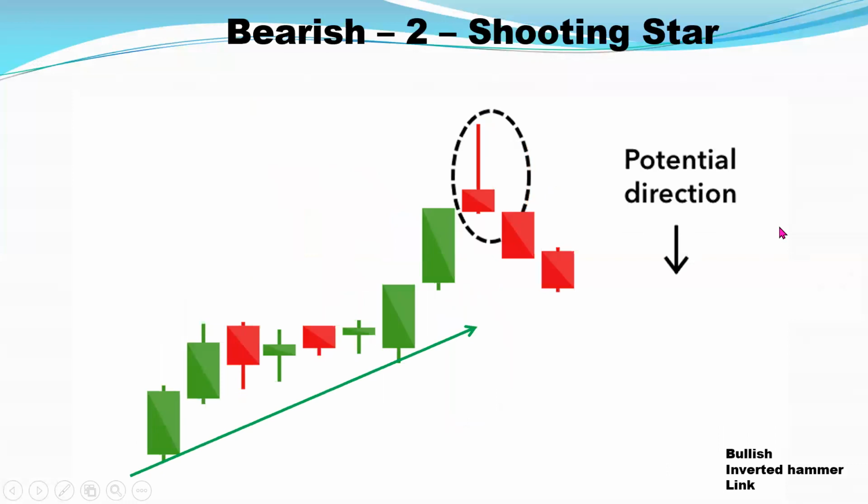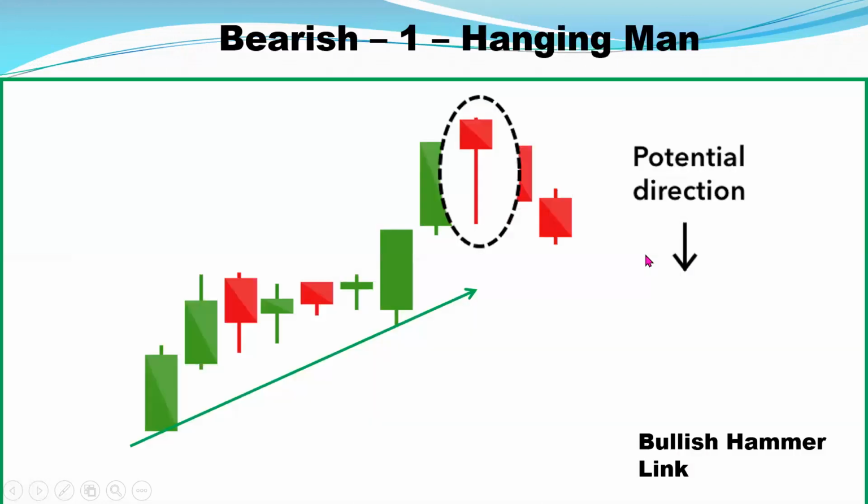Shooting star. See here the candle, an inverted hammer. The name given is shooting star. The market was going up, an inverted hammer is formed. Immediately it gives me a signal. See the previous one also, it was like this only. The only thing is, the wick was down there. Here the wick is up.